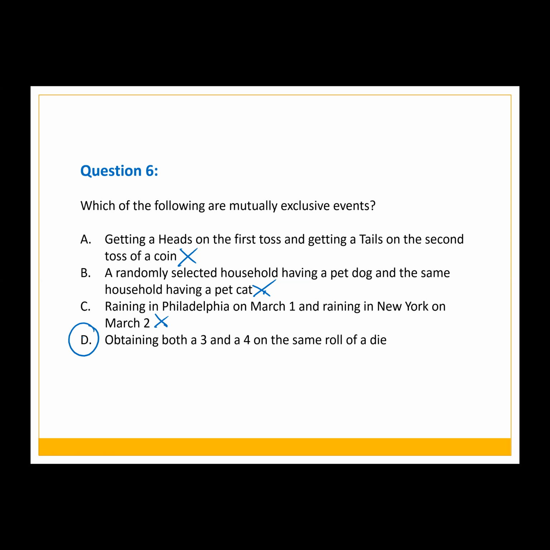Now the answer is D, and let's see what it is. Obtaining both a 3 and a 4 on the same roll of a die. When you roll a die, you can only get one number at a time, and that's the general law of physics. You cannot have a die just standing between two numbers, and that is not a stable balance, considering its weight distribution. So you can only have one number for each throw of a die. Obtaining both a 3 and a 4 in the same roll is not possible at the same time, so it's called mutually exclusive events.